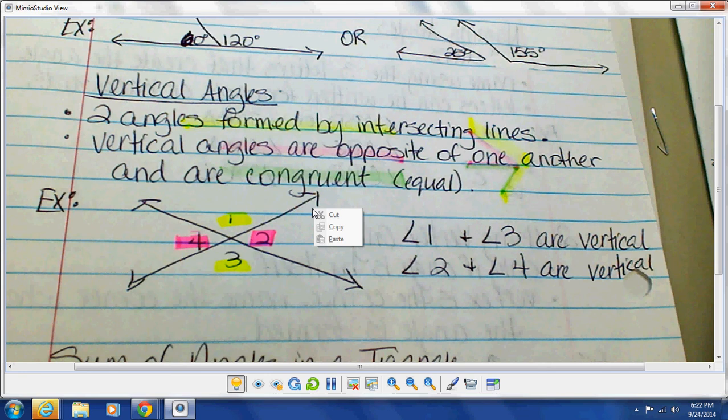So that means if I were to say the angle 1 is 110 degrees, that means angle 3 would also have to be 110 degrees. If I say angle 4 is 70 degrees, then that means angle 2 also has to be 70 degrees.